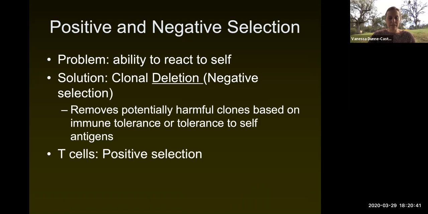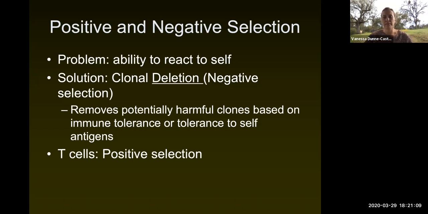For T cells, they have to also undergo positive selection because remember they have those CD4 and CD8 co-receptors. And it's super important for those co-receptors to bind to and recognize their particular class, MHC class receptors, so that you don't have accidental activation of, say, a cytotoxic T cell by an antigen presenting cell. T cells have that extra step of positive selection.